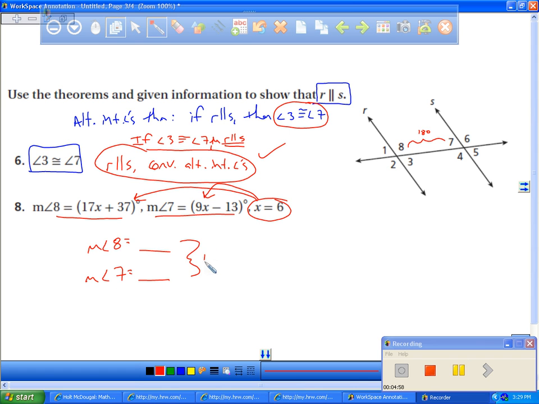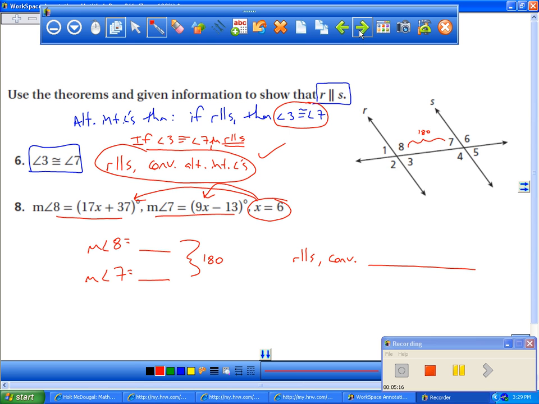Then you have to decide, do those add up to be 180? If they do, then yay! Then R would be parallel to S, because of the converse of whatever theorem you use to say that this were true. So the converse of, okay, I led you to the water, so you can drink.